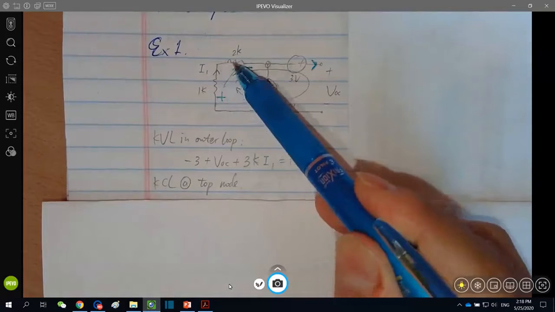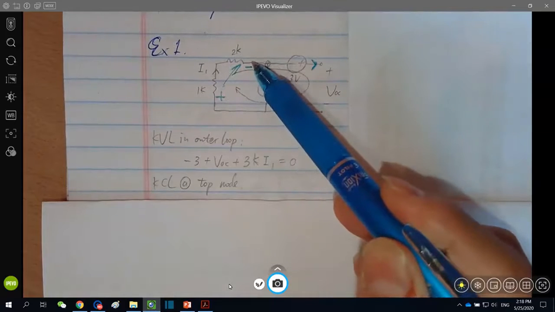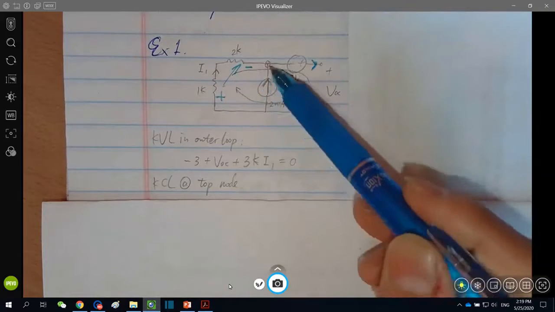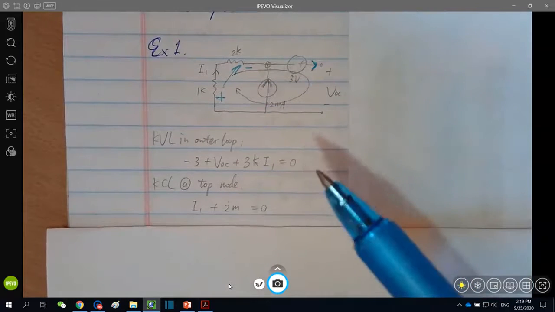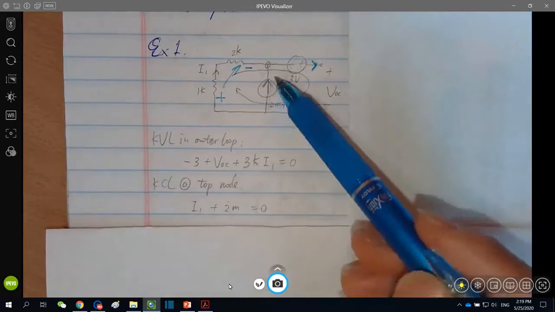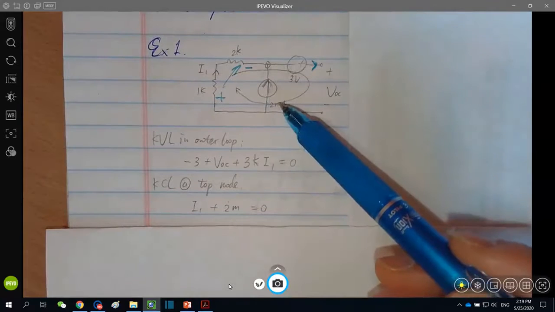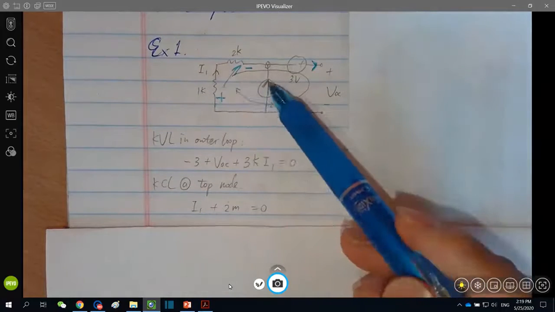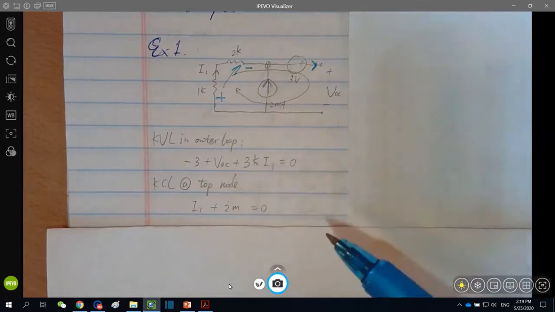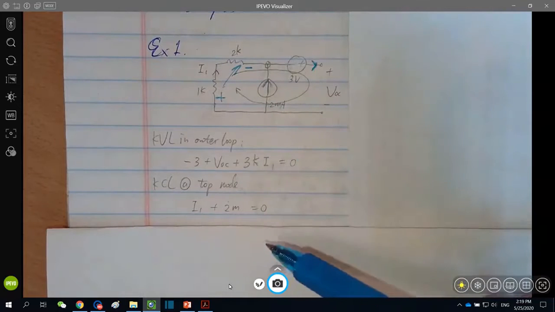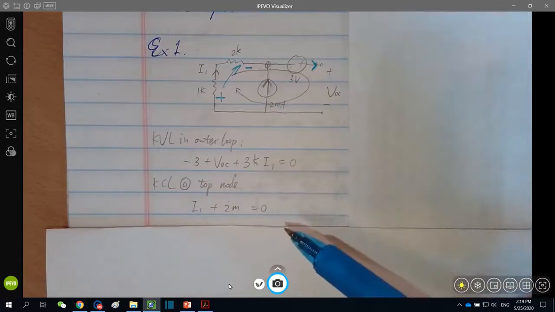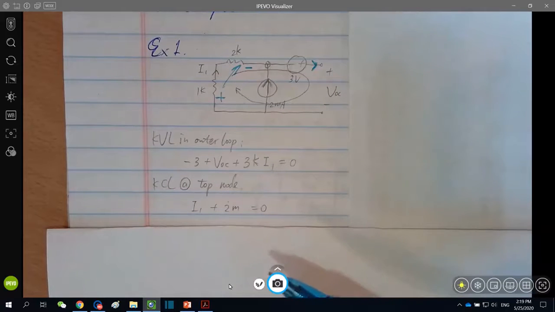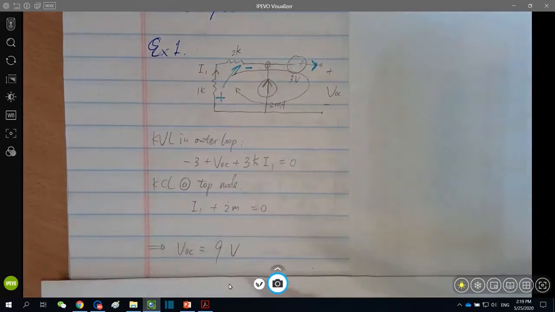One is I1, which we just defined in the first equation. Second is just the current source. We like it, 2 milliampere. So I1 equals 2 milliampere, however, with opposite direction. Be very careful. So I1 equals negative 2 milli. So 2 equations, 2 unknowns. We can find both. So VOC turns out to be 9 volts.